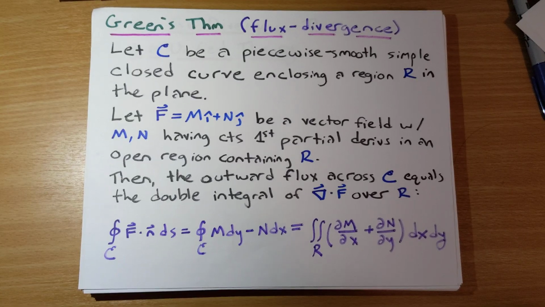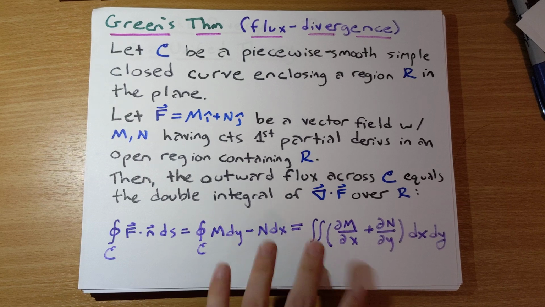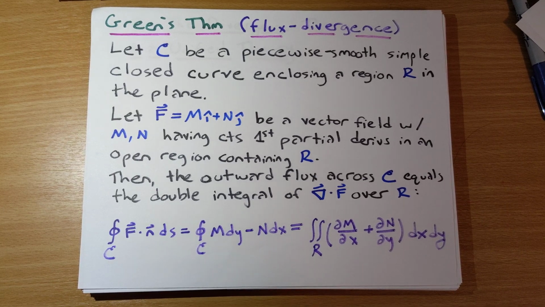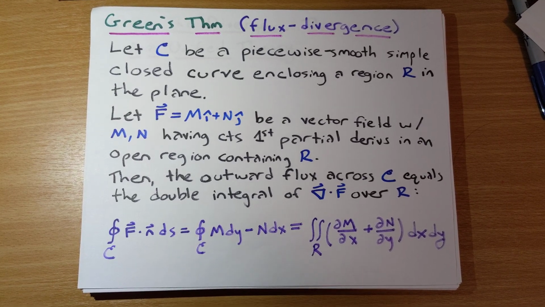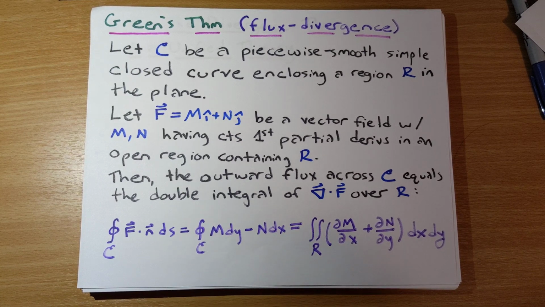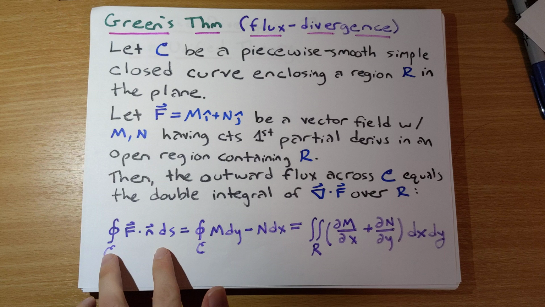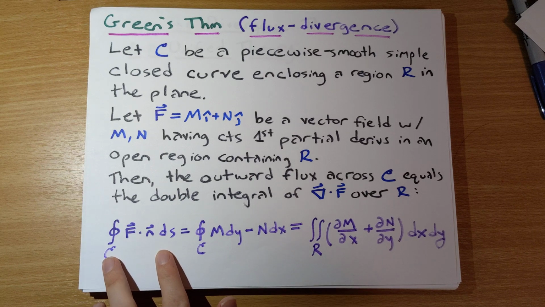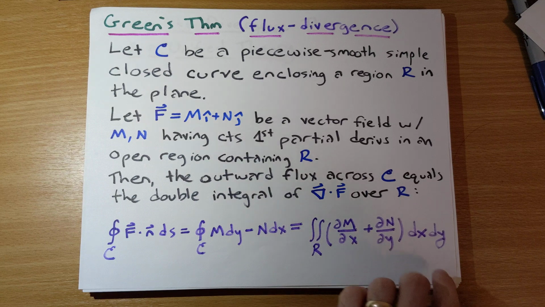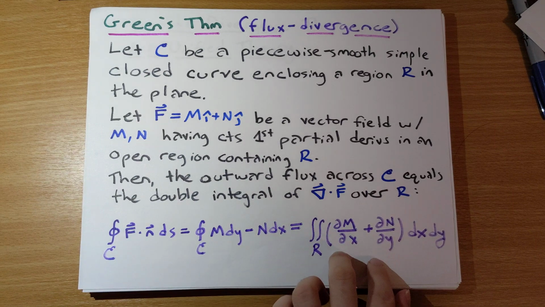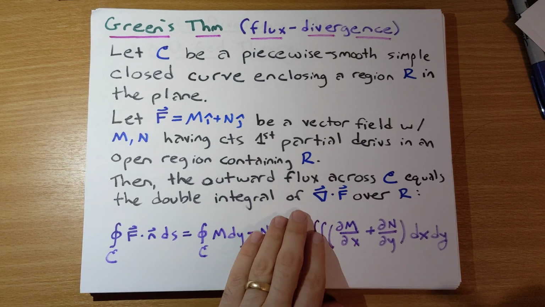We also had the flux divergence version of Green's theorem, which you can see right here. And so what the flux divergence version of Green's theorem is saying is that the flux over some closed curve C is equal to the double integral of the divergence over the 2D region that is enclosed there.